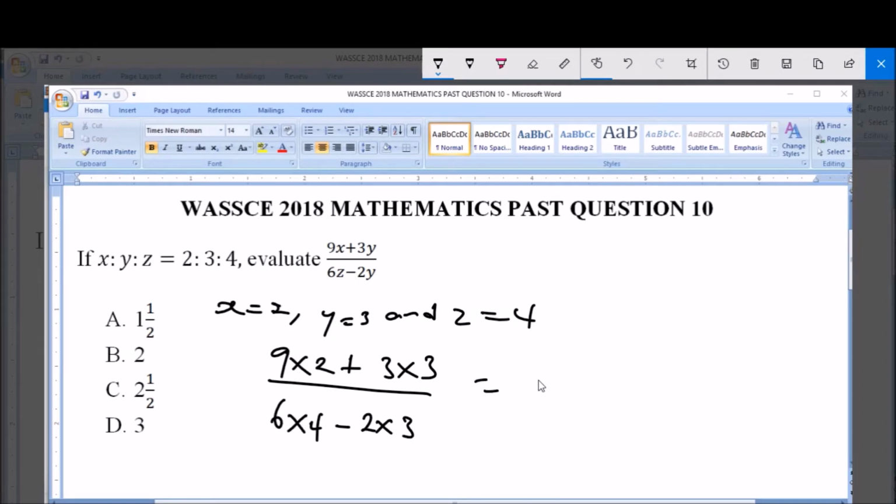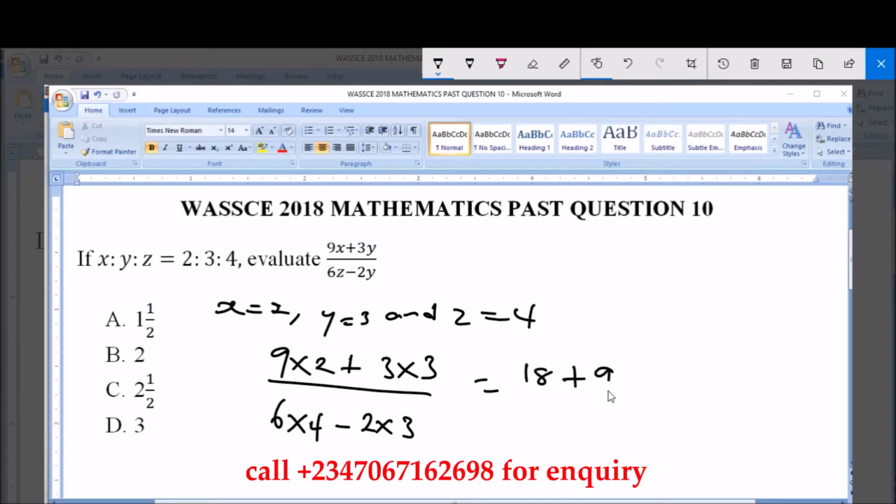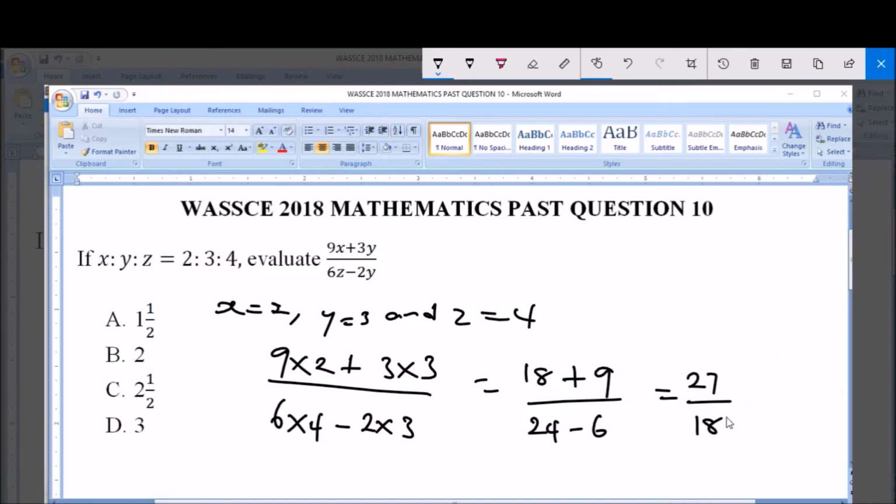So this is equal to 18 plus 9 all over 24 minus 6, and this is equal to 27 all over 18. Now there's a common factor for 27 and 18, and that is 9. 9 in 27 will give us 3, and 9 in 18 will give us 2. So this is equal to 3 all over 2, which is equal to 1 1/2, and that is option A.